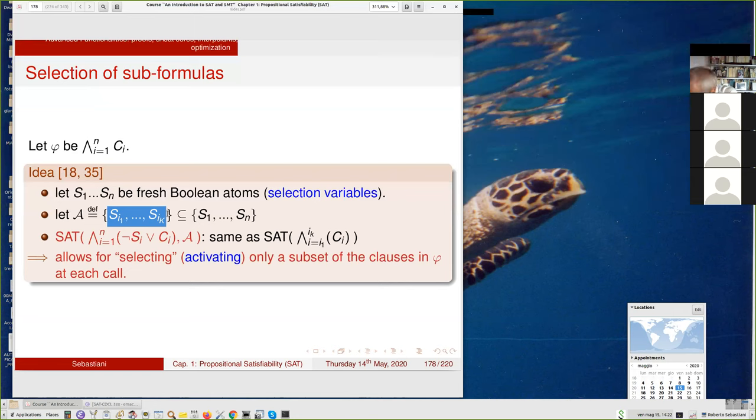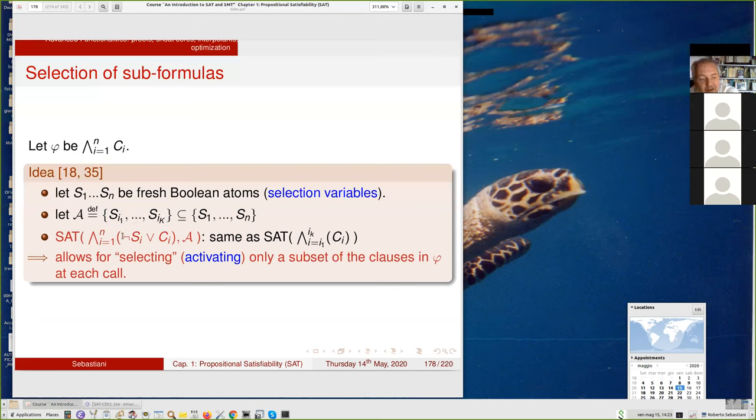So if I understood well, the function of the variables Si is only as switches. Yeah, substantially, having Si in the list of activation variables switches on, makes Ci active. If Si is not there, it is as if Ci was not part of the formula.